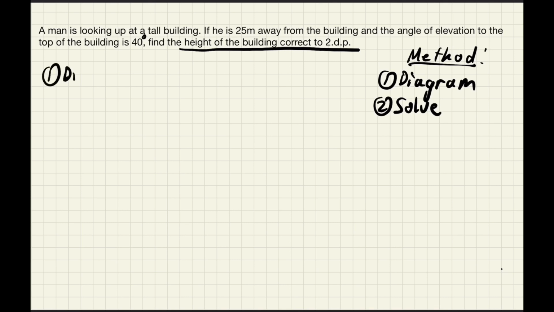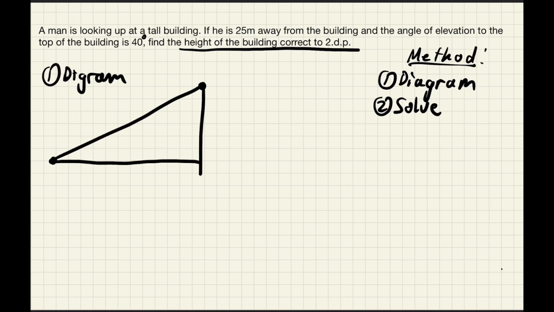Let's draw a diagram. So we have a man and he's looking up at a tall building. Let's say the man's over here, a small dot. He's looking up at a tall building over here. The building is there, and I've drawn a bit of a triangle because that tall building is at right angles to the ground. That's an assumption we can safely make.